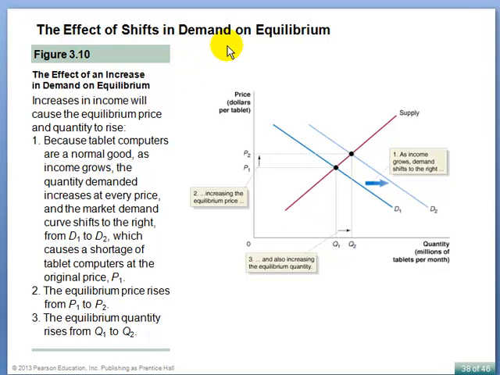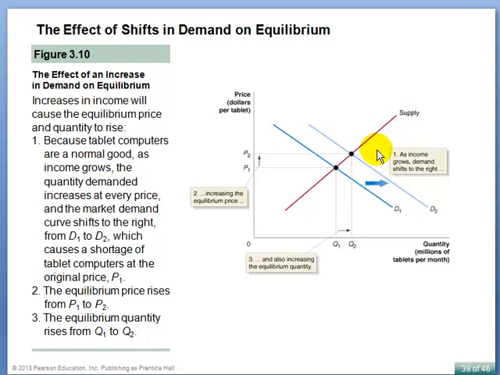So how about the effect of shifts in demand on equilibrium? Okay, let's say people get more money, which means they have more income, so their demand for tablet computers goes up. There is an increase in demand. The whole demand curve is going to shift to the right.